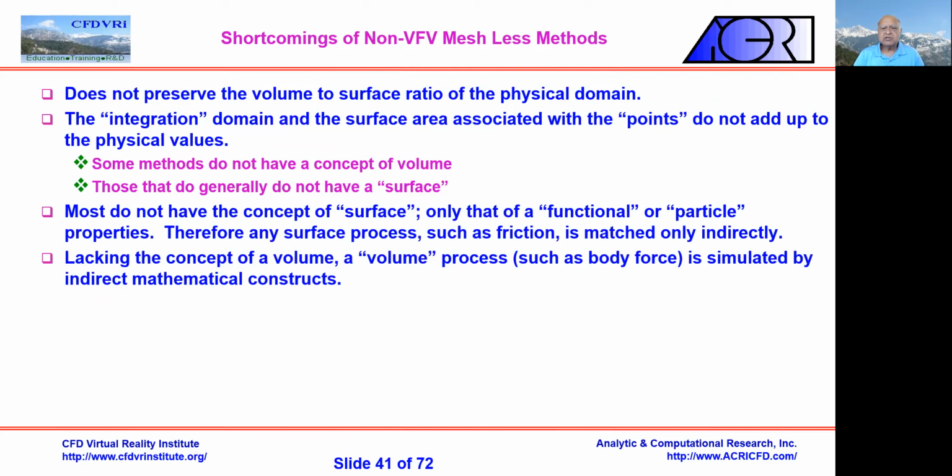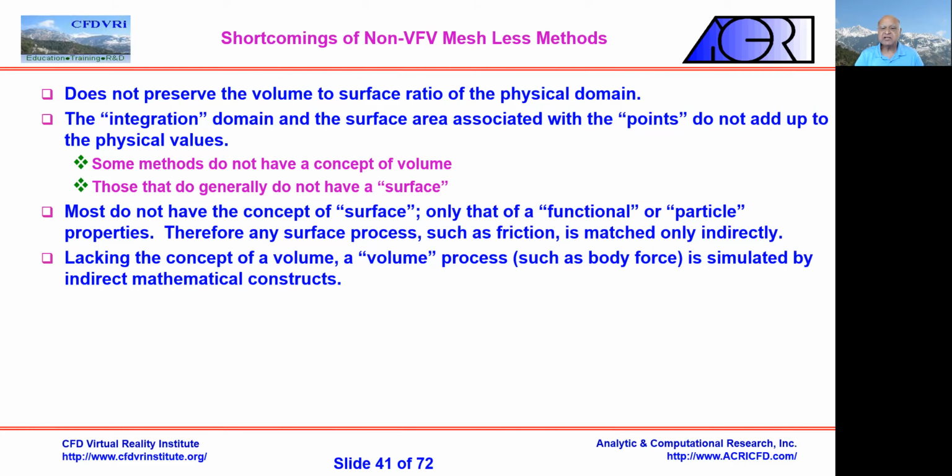So these are some of the shortcomings that are referred to of the non-virtual finite volume methods, the meshless methods. They do not preserve the volume to surface ratio of the physical domain. Okay, the integration domain and the surface areas associated with the points at which integration is done. With that, some methods do not even have a concept of volume, right? Now, volume is a very important component in many ways because, for example, it's the volume that preserves the mass. Okay, it's the volume that preserves the heat. Okay, so we must have the total amount of volume. Let's say there is a source and there's a total physical volume, then the total source in the computation must be equal to the total physical volume times the total source, right?